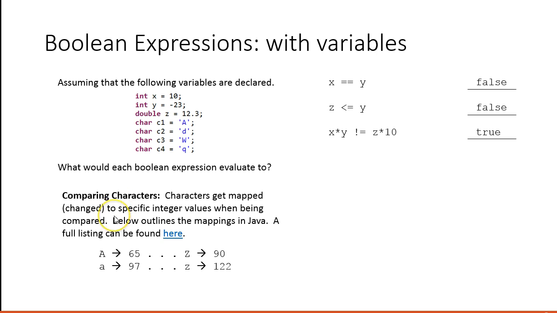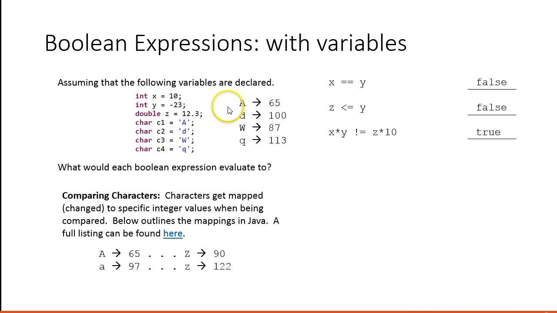And you can jump online and do a search for ASCII table in Java, and you'll get that character mapping. But I'll tell you that capital A is mapped to the number 65, and capital Z is mapped to the number 90. Small a is mapped to 97, and small z is mapped to 122. And then, of course, sequentially in between 65 and 90 are the other capital letters. Between 97 and 122 are the lowercase letters. So notice, any lowercase letter is going to be greater than any uppercase letter.